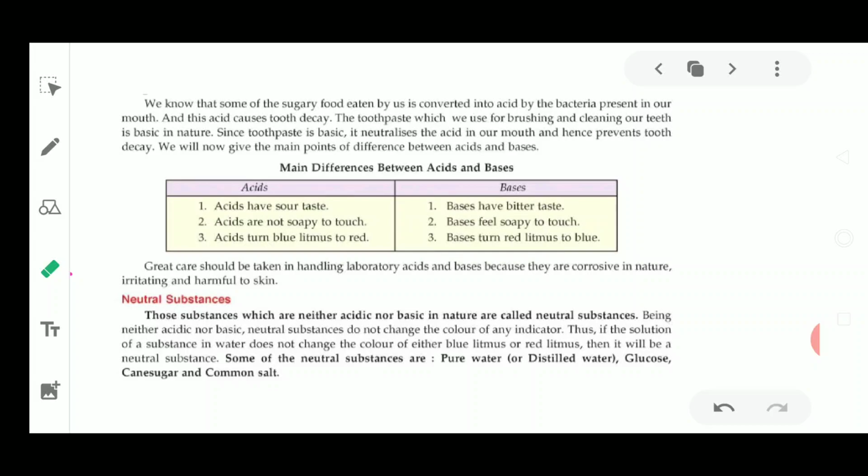Now the main differences between acids and bases are as follows. Acids are sour in taste, whereas bases are bitter in taste.